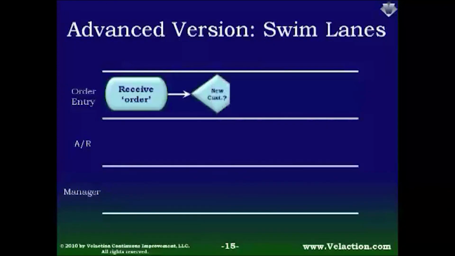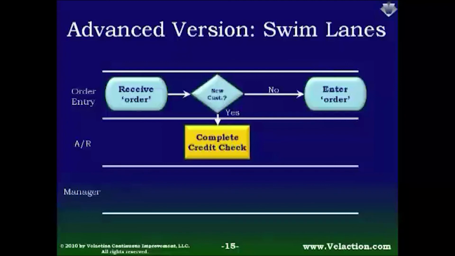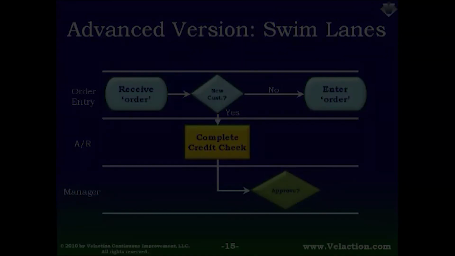So perhaps they decide whether it's a new customer, and if it's not, they'll enter the order. But if it is, that's where they have to work with these other people, and they'll send it over to the AR, the accounting team, to do a credit check. And you notice here, complete is the verb, credit check is the noun. Obviously, it's a compound noun, I guess is the term, but it's got that "complete the credit check." It's got something in action. It's very clearly identifiable. They finish it up.